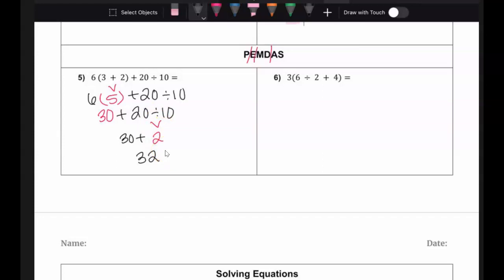You can also plug it into your calculator. Your calculator will do it for you. It does order of operations as long as you're being very careful with your parentheses.